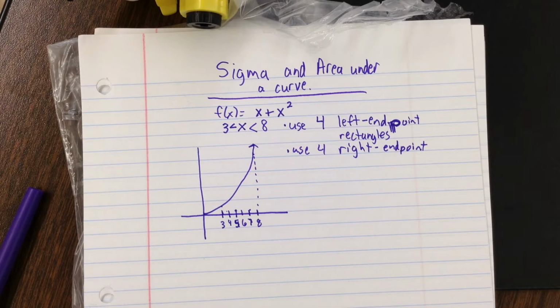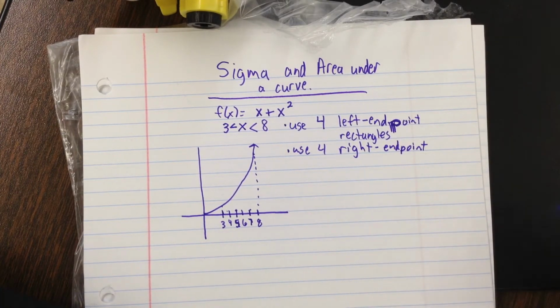Okay guys, everybody's favorite, sigma, and how you use it to find area under a curve. So we're going to calculate or estimate area under a curve. When I say under the curve, I mean between the curve, meaning the equation or function, and the x-axis. It's not necessarily under, it's between the function and the x-axis. So it's going to be an estimate. We're going to use rectangles.